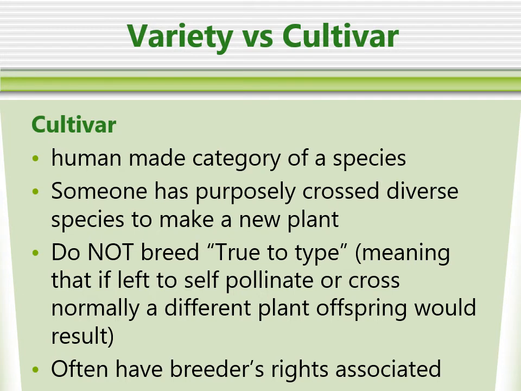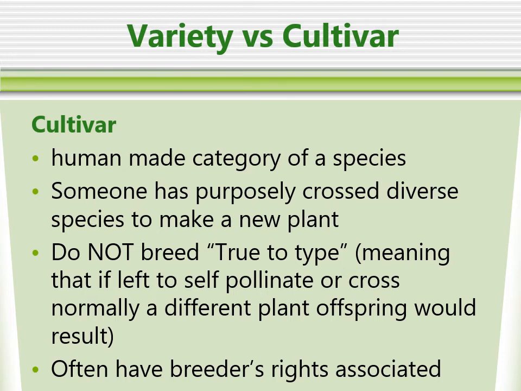And typically cultivars have what we call breeders' rights associated. That means that there's a legal contract associated with growing it, and in order to grow it, you pay a small fee or a royalty to the breeder. Otherwise, they can sue you. And in recent years, they have been going after farmers who thought they would save some money by illegally reproducing plants.